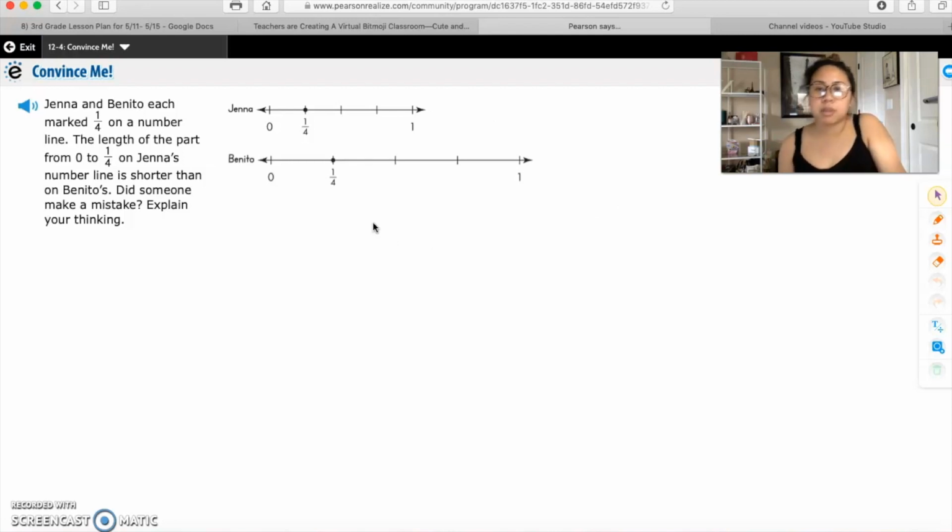And then same thing with Benito. We would need to see if he cut his into 4 equal parts. 1, 2, 3, 4. So no one is wrong here because even though someone's line is longer than the other, it doesn't matter how long the length of their line is. So we are going to say, did someone make a mistake? No, they did not make a mistake.